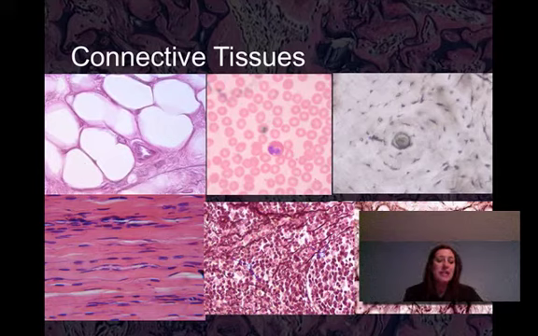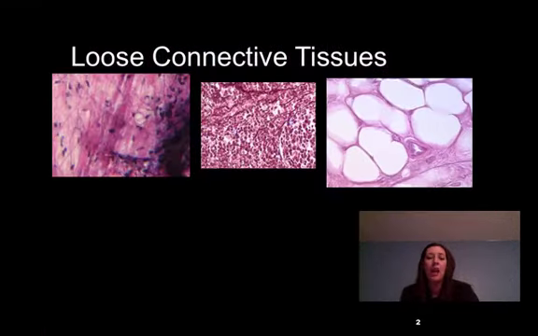So the first connective tissues that we're going to look at are your loose connective tissues. And on this screen you see three different tissues. There's areolar tissue, which is towards the left. You have reticular tissue in the middle. And you have adipose tissue on the right.